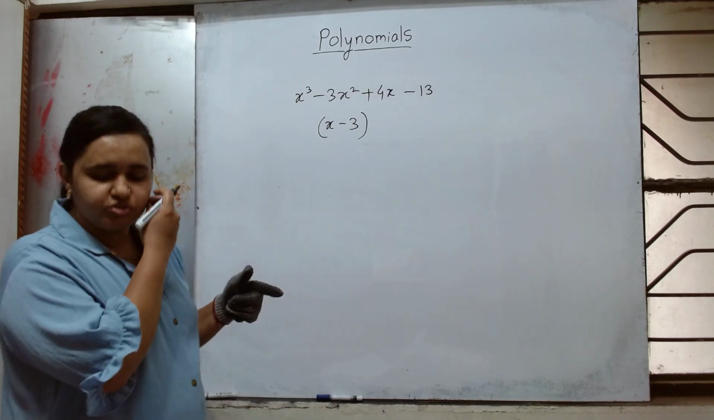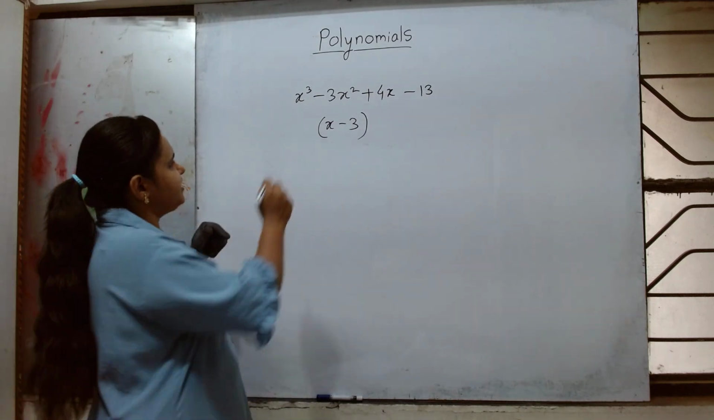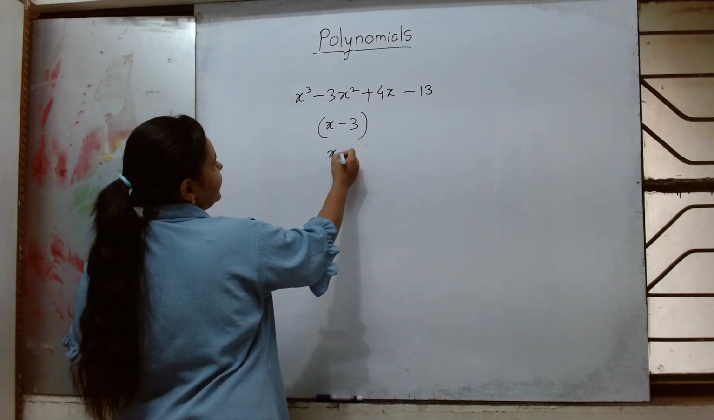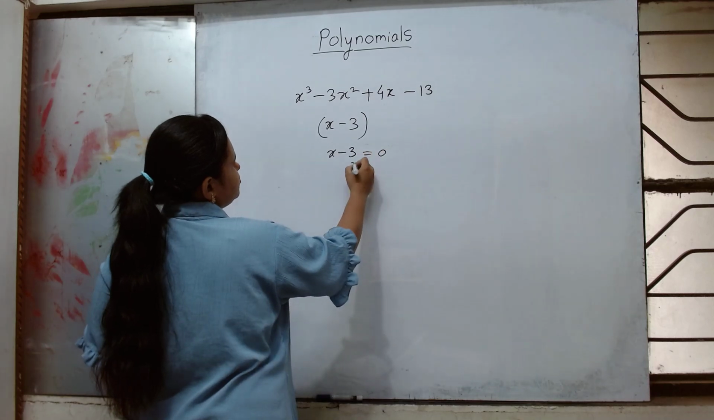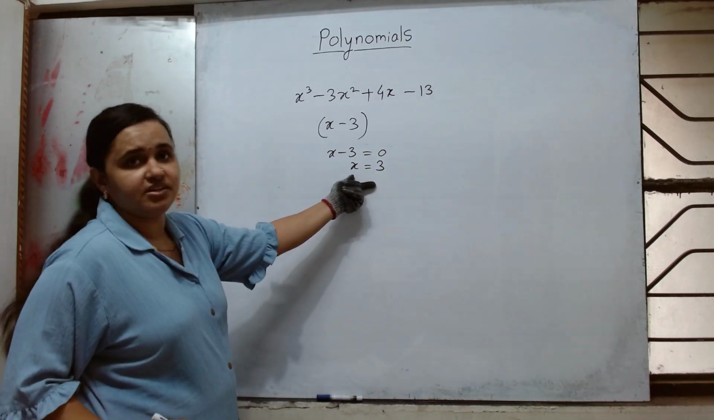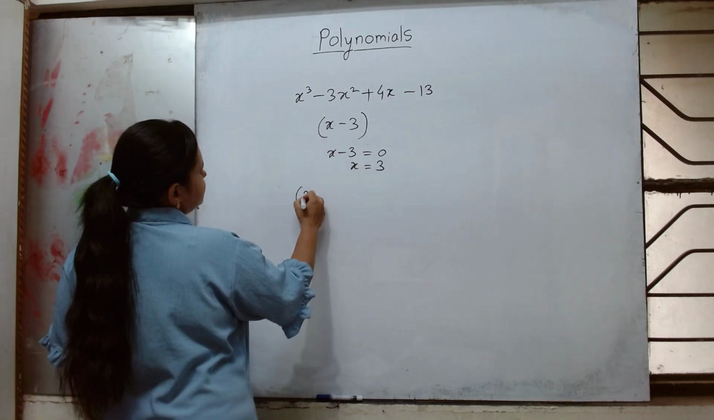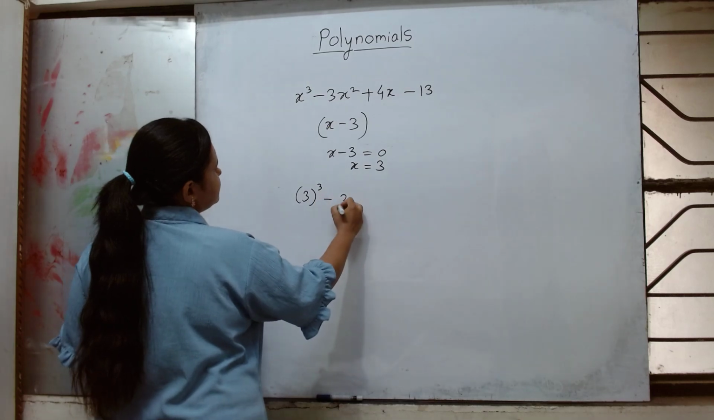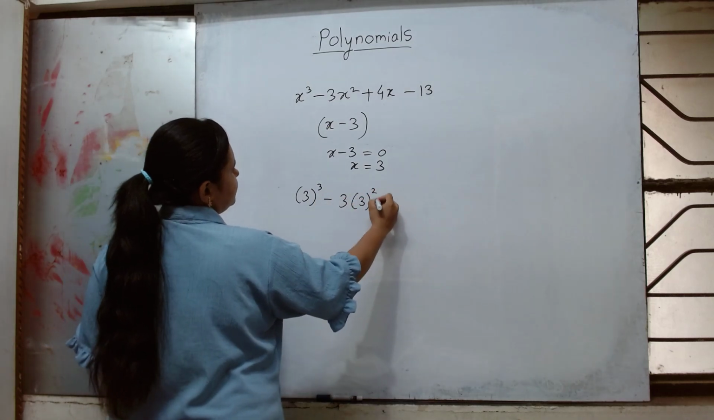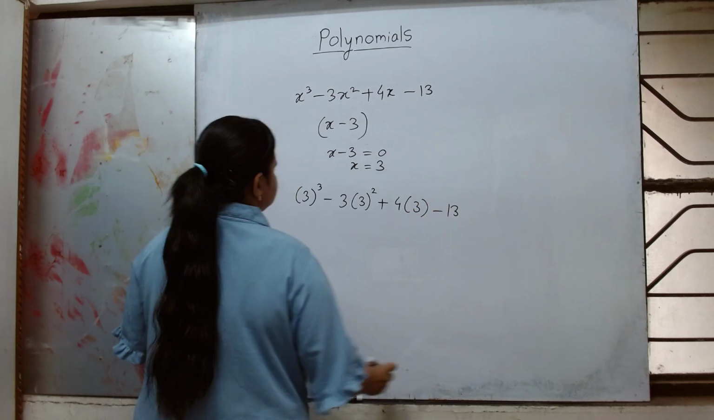So we can solve it by remainder theorem. From this x minus 3 is equal to 0, x will be equal to 3. Now put x equals 3 in this polynomial. It will be 3 cube minus 3 square plus 4 into 3 minus 13.